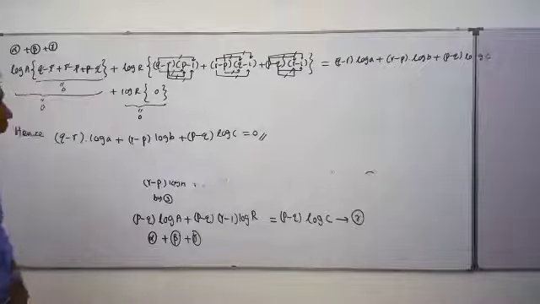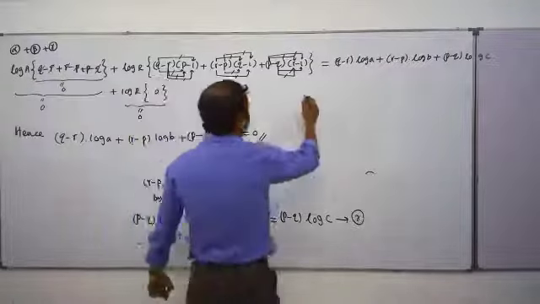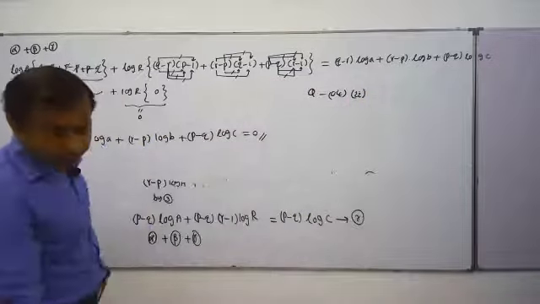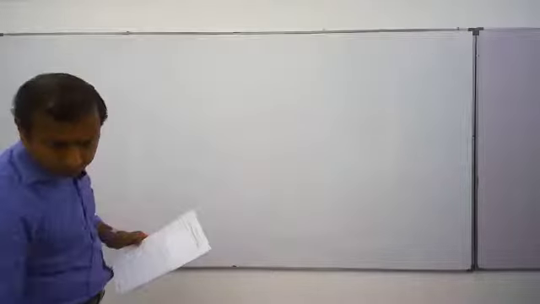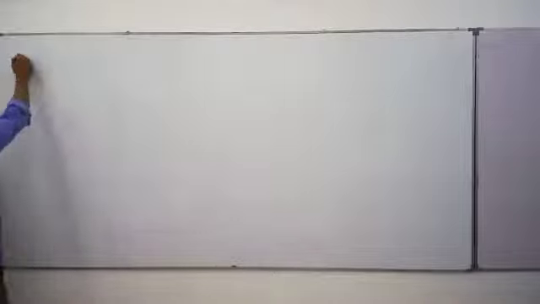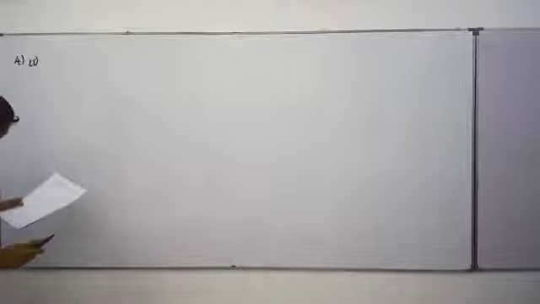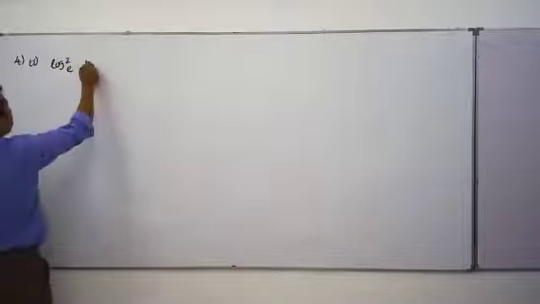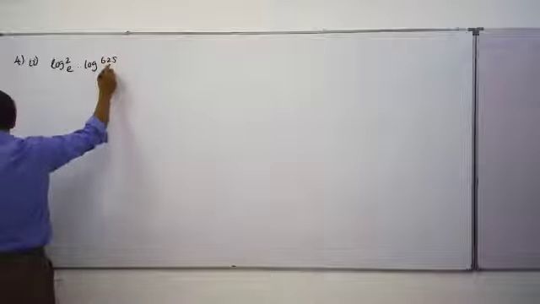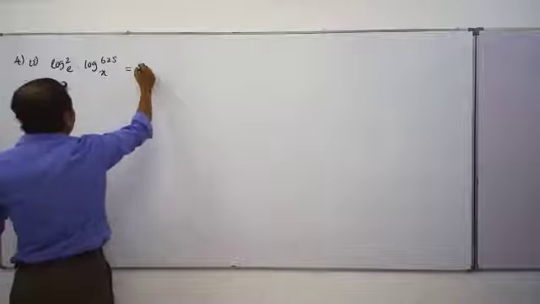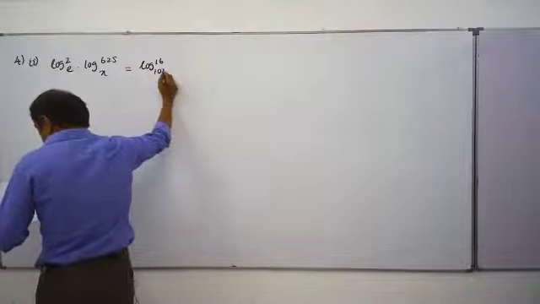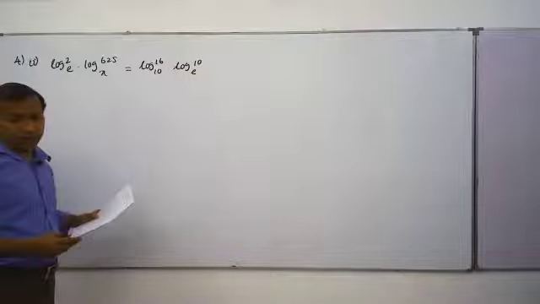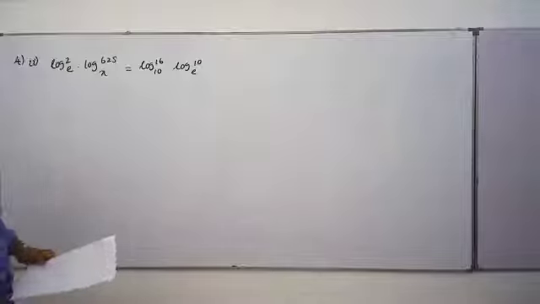I take question number 4, part 2. Part 2: log 2 to the base e times log 625 to the base x equals log 16 to the base 10 times log 10 to the base e. Then we are asked to show that x is 5.